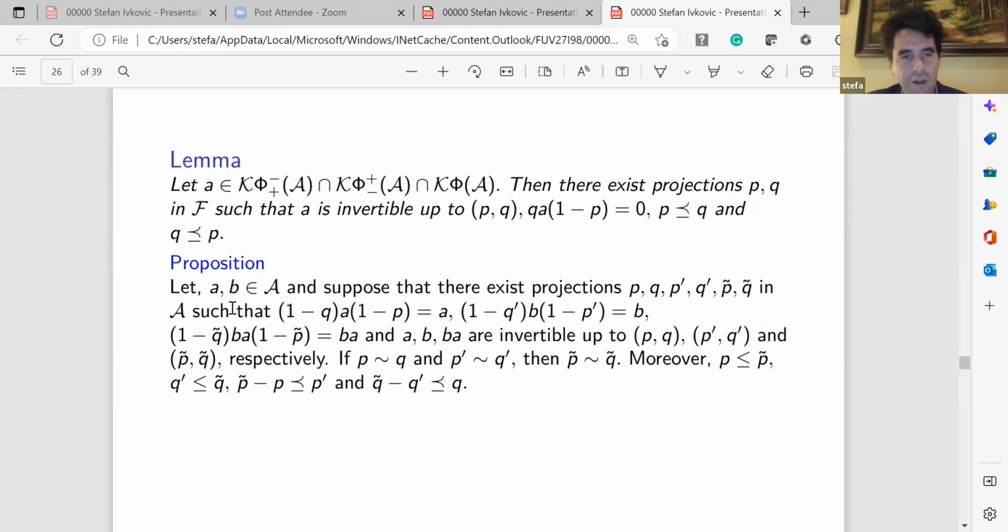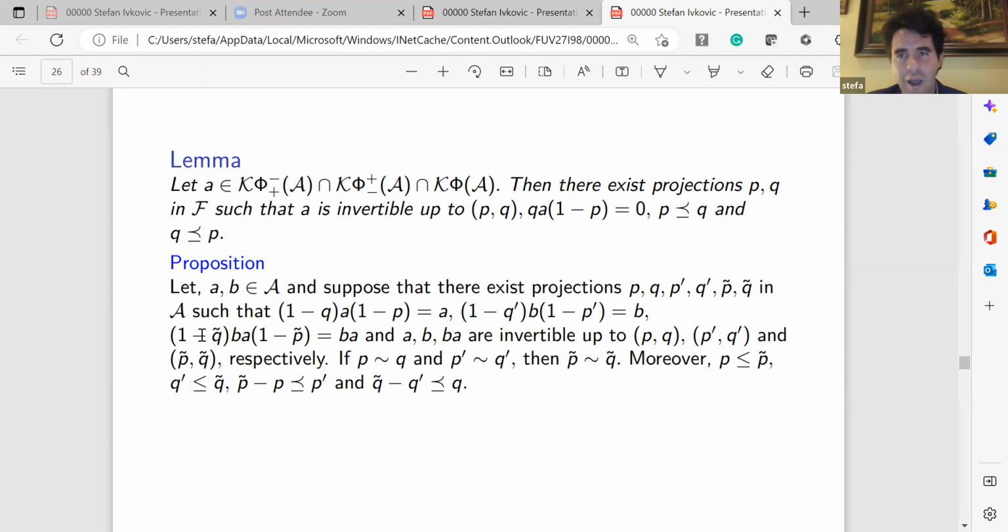So if A, B are in the algebra, and we suppose that there exist projections P, Q, P prime, Q prime, and P tilde, Q tilde in the algebra, such that 1 minus Q, A, 1 minus P is A, 1 minus Q prime, B, 1 minus P prime is B, and 1 minus Q tilde, BA, 1 minus P tilde is BA, and in addition, A is invertible up to P, Q, B is invertible up to P prime, Q prime, and BA is invertible up to P tilde, Q tilde.